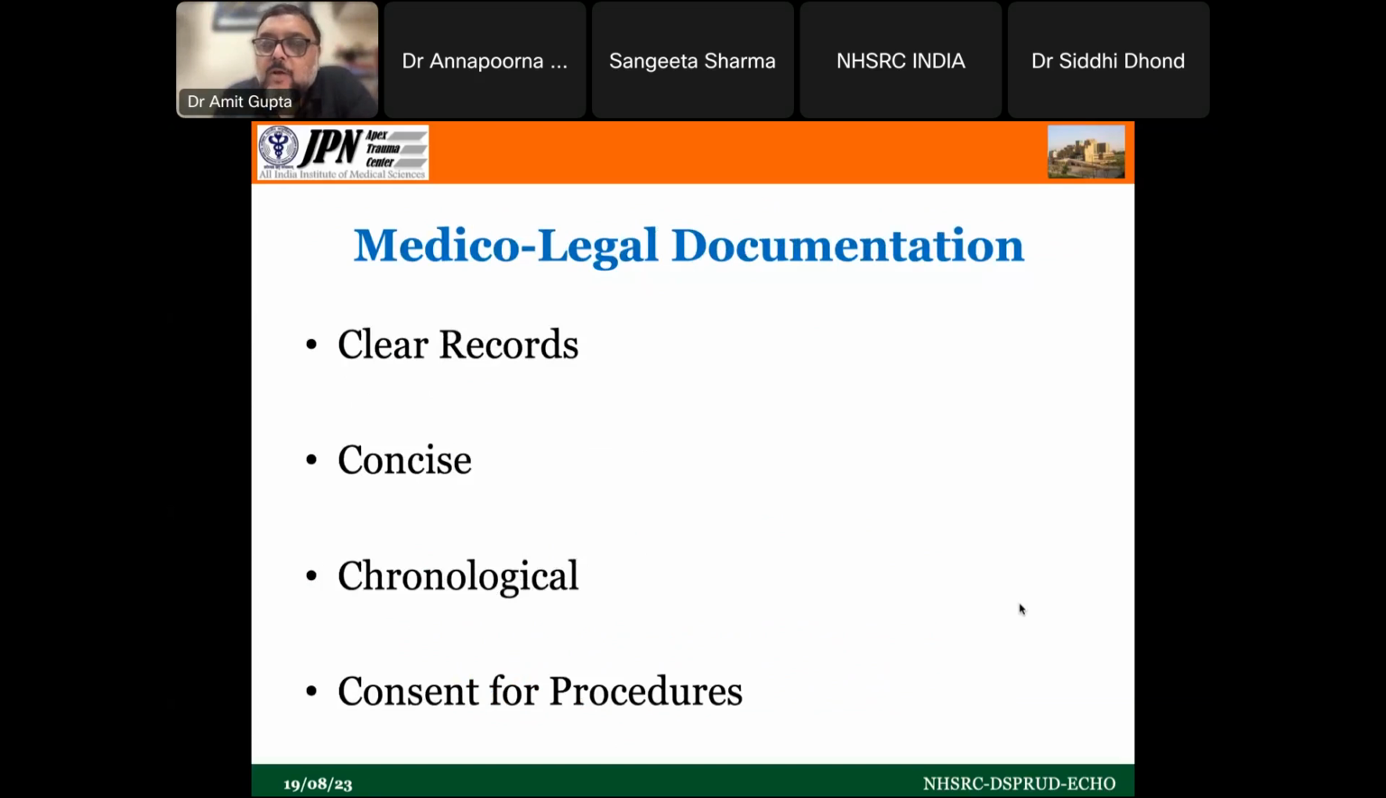Medicolegal documentation is important. So your record should have 4 C's. They should be clear and concise. That means just write, I did the ABCD. So in the trauma center, in the primary survey or in the initial chart of trauma management, even in medicolegal case sheets, just have this: airway patent, not patent, whatever. You write what you did to the airway, breathing, circulation, disability, and then you jot down what the injuries were. They should be clear, concise, as I said, and chronological.